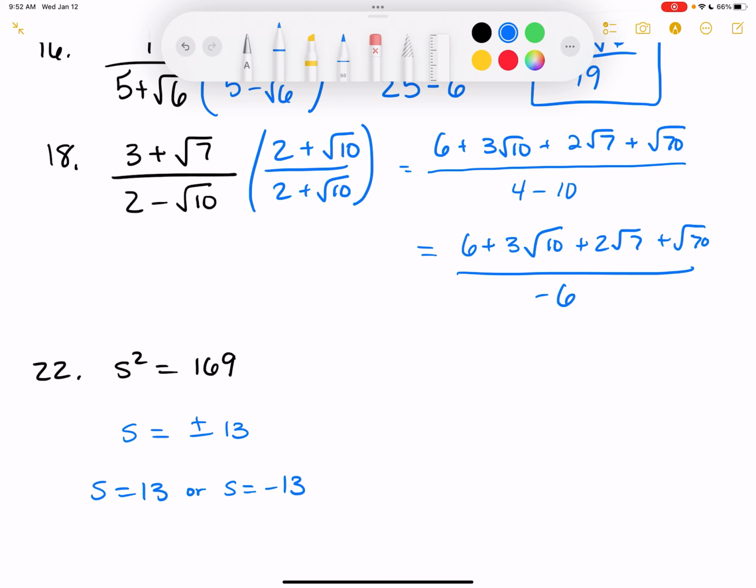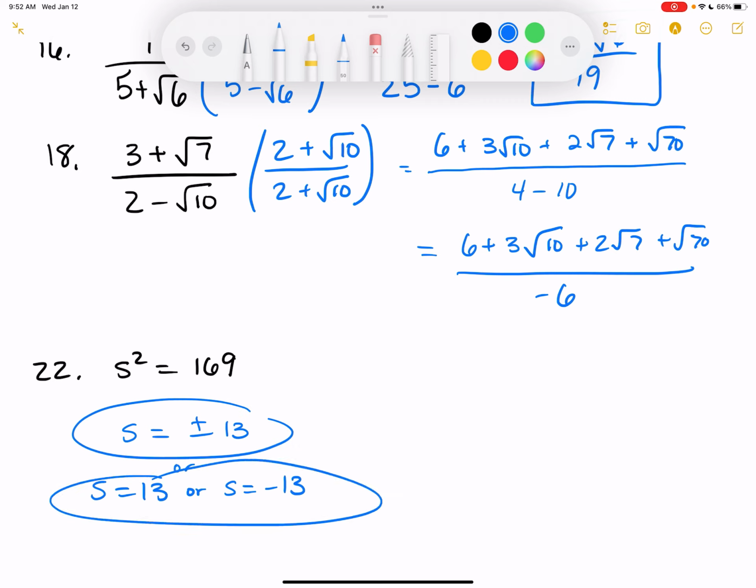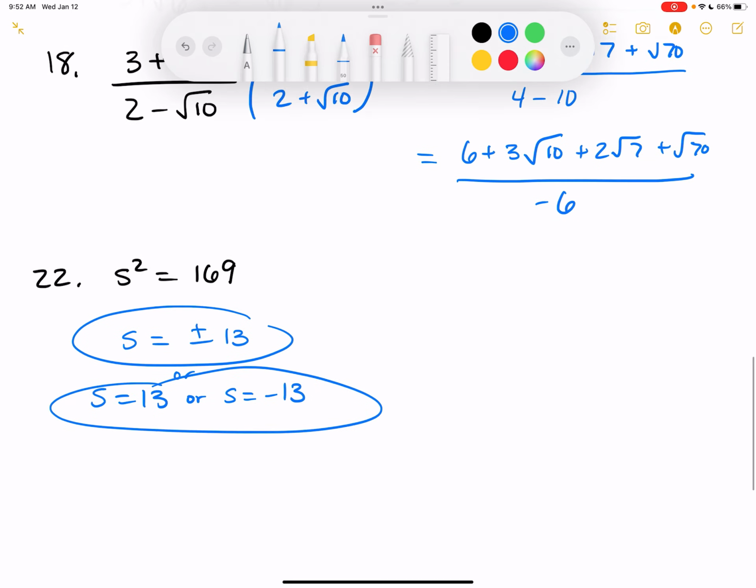Okay? So either of those ways to write your answer, you can have this or you can have this. But you have to have the plus or minus listed. If you just give me the plus, you're not going to get full credit. If you just give me the minus one, you're not going to get full credit. You've got to give me both.